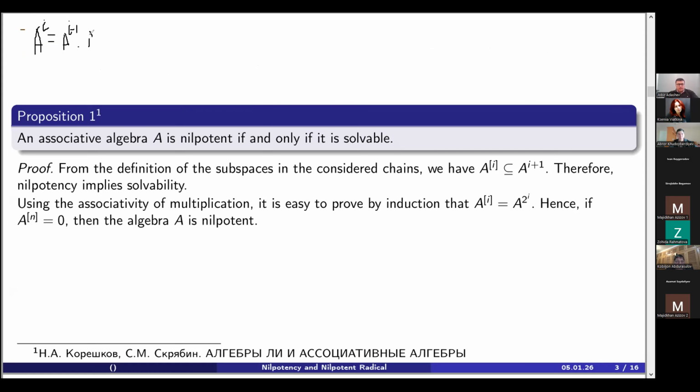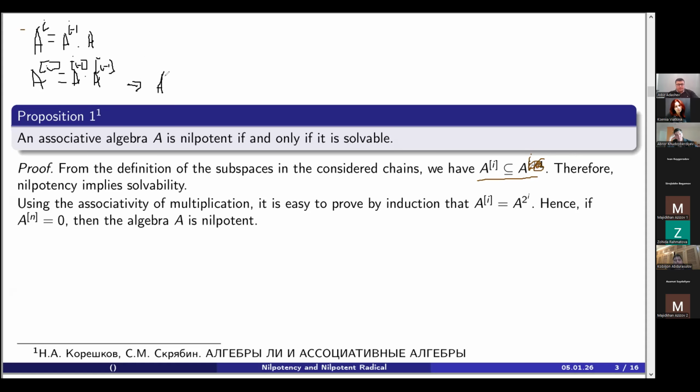a^[i-1] multiplied by a. Okay? a^[i] is a^[i-1] multiplied by a. Now you know that this is true, yes? This here is i. Okay, let's continue.